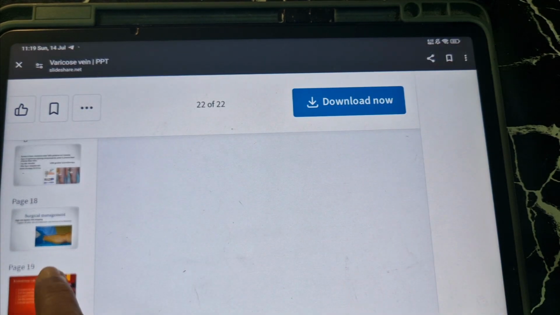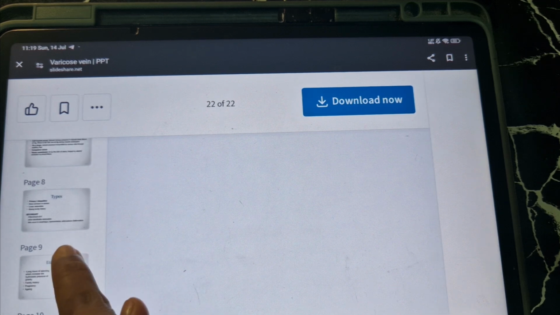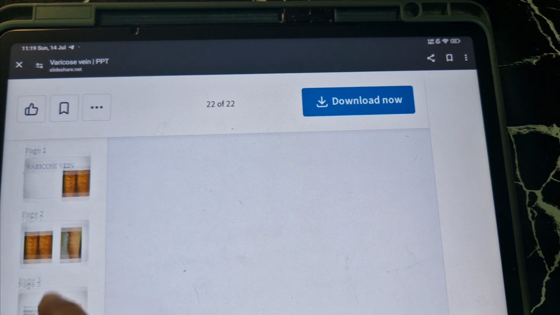You learned the treatment, management, presentation, diagnosis, etiology, pathology, types, factors causing varicose vein, definition, everything.